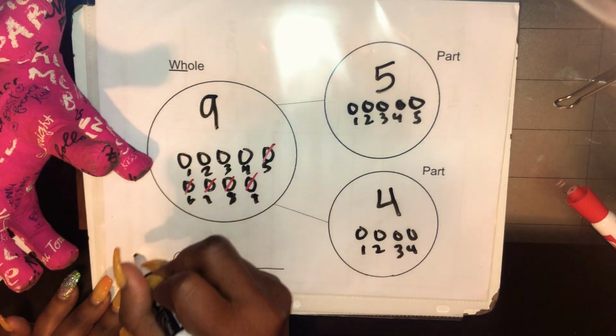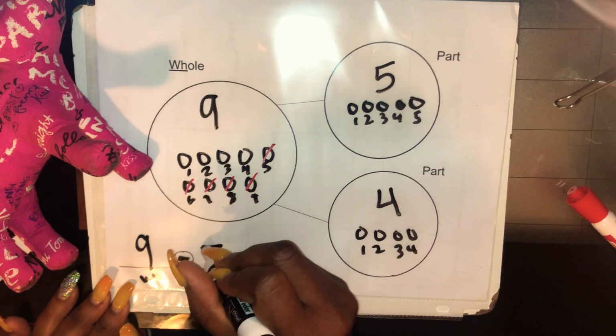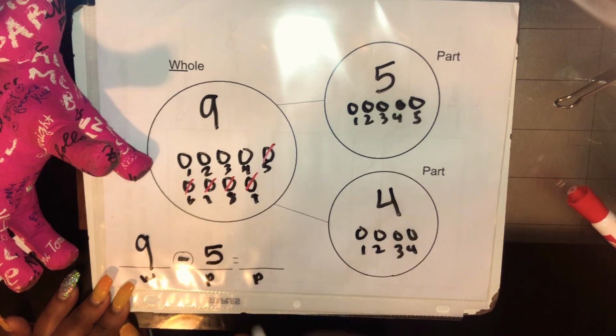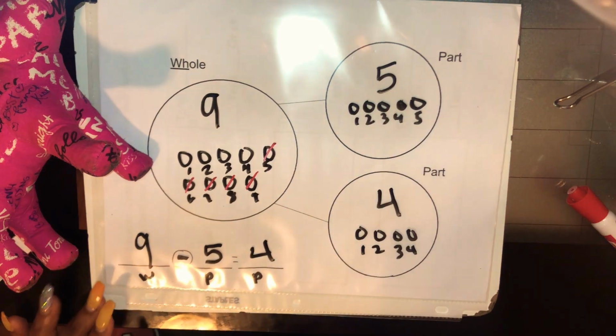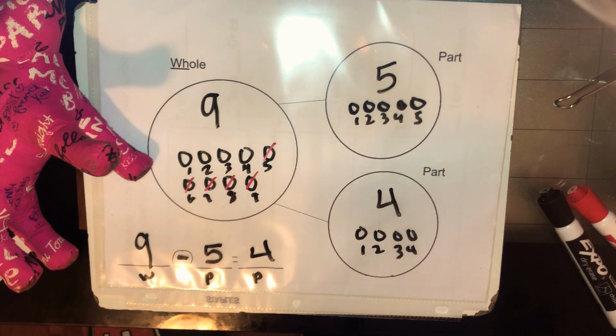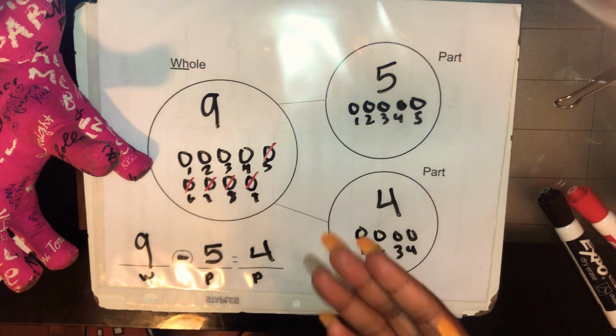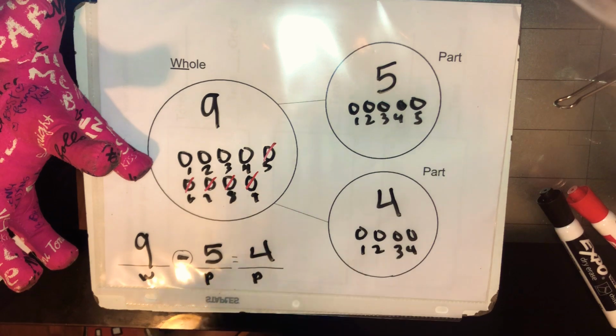So what is our whole? 9. And how many did we get rid of? 5. And how many are left? 4. All right, boys and girls, did you see what we did today? So today we read our word problem. We thought about, what number did we start with? What number is our whole? And then we asked, how many did I return or how many did I take away?